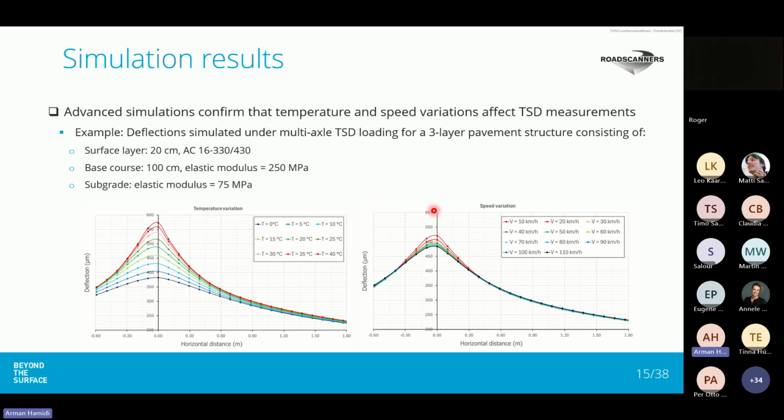And also, if we look at this curve on the right, we see that by increasing speed from 60 to 110 kilometers per hour, the effect of changing speed on deflection values is almost negligible. So speed variation is more important at low speed levels, and at high speed levels, the effect of speed on deflection values is almost negligible.